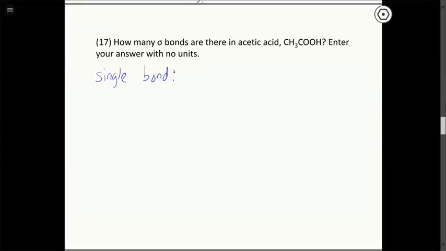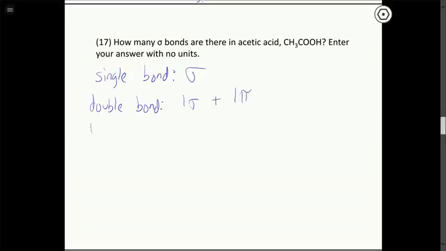So sigma bonds are the ones that are sort of a head-to-head overlap. Pi bonds are the ones that are side-to-side overlap between 2p orbitals. So you have 2 different kinds of bonds that occur in molecules. Anytime we have a single bond, in the valence bond approach, we assume that it's a sigma bond. If we have a double bond, it's always going to be one sigma and the rest are pi. So a double bond is two total bonds, so there's one sigma and one pi.